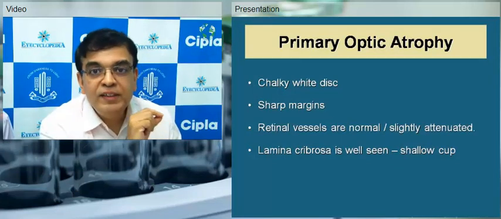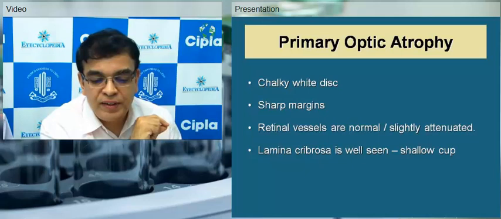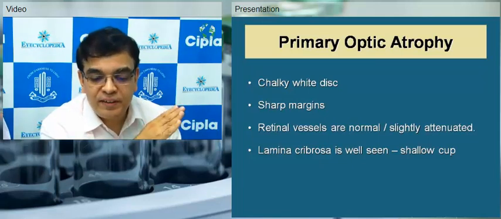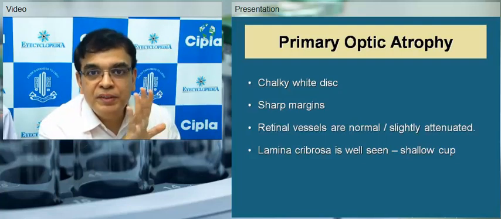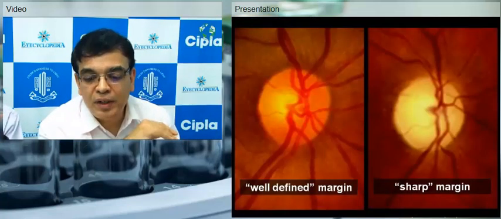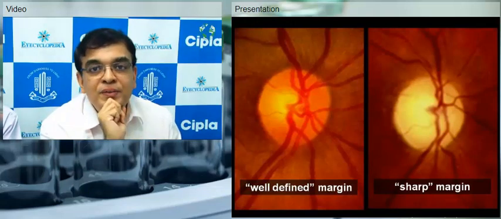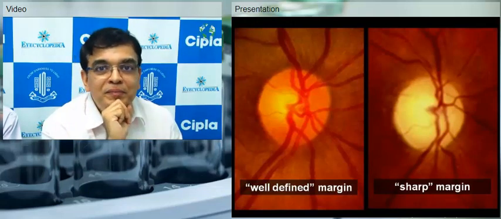And this is primary optic atrophy: a chalky white disc, sharp margins, retinal vessels which may look normal or slightly attenuated, a lamina cribrosa which is quite well seen, and a rather shallow cup as opposed to a glaucomatous cupping, for example. Here I would like to mention some things which are useful.